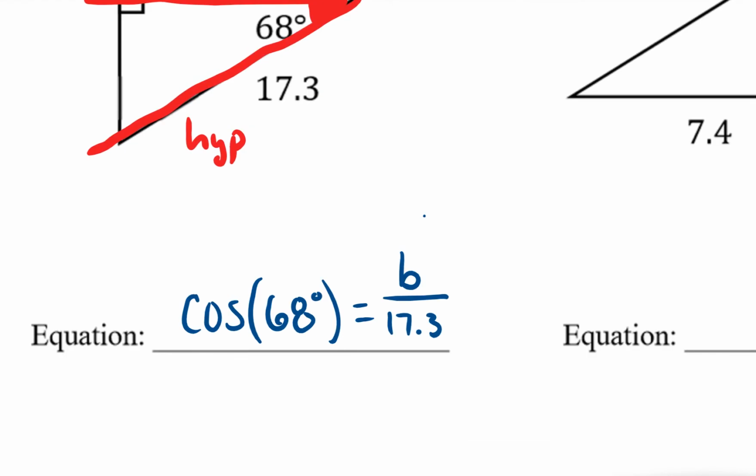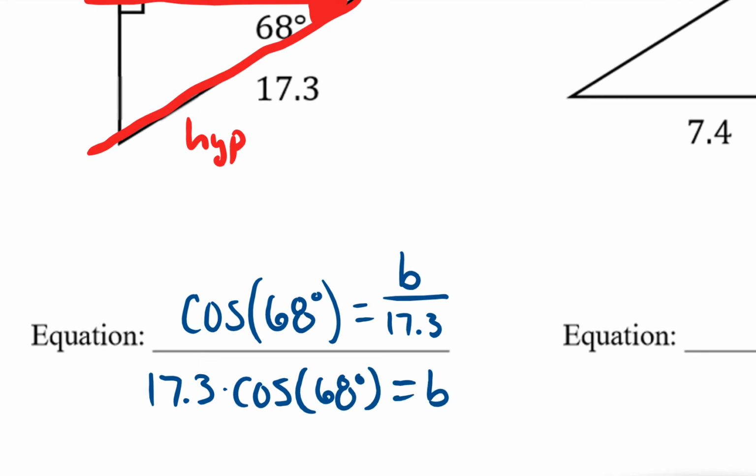To solve that equation, it's fairly straightforward, right? I've got a number equals a variable over a number. So I'm just going to multiply both sides by 17.3. If I was to multiply this side by 17.3, you can see it would create a giant 1 with the 17.3 that sits below, and I would be able to eliminate that. So let's also multiply the other side by 17.3. So this becomes 17.3 times the cosine of 68 degrees, and that is exactly what B equals.